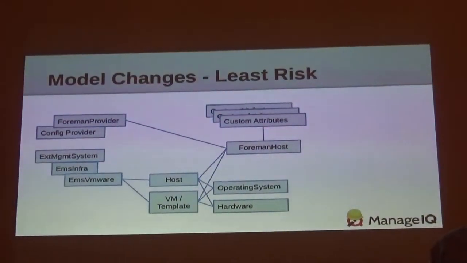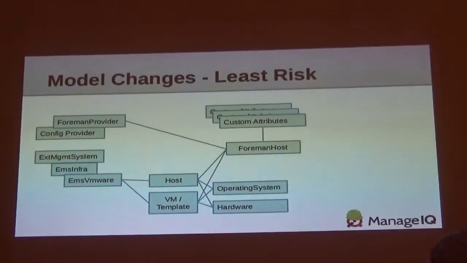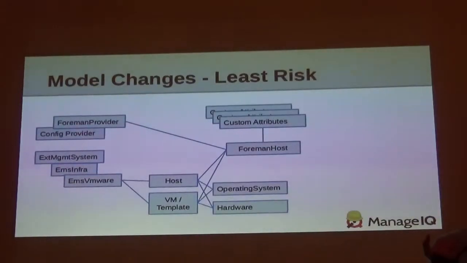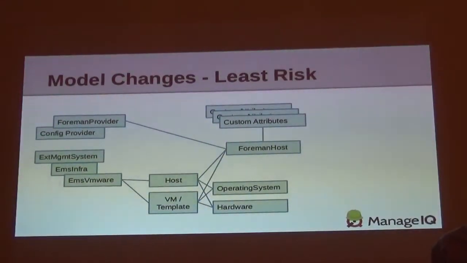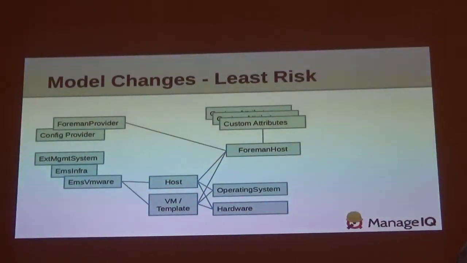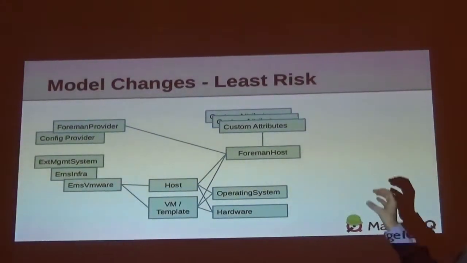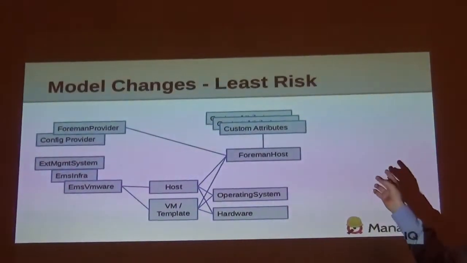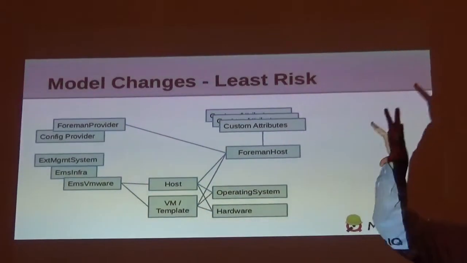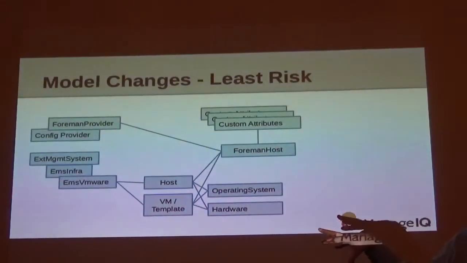Right. So a Foreman host is uniquely identifying information. So it's an IP address, a MAC address, seems like a common one that people use. And it tells you the Foreman provider, so you know how to actually get that information. So it just is a stub, which if you go to the previous slide, there was a Foreman host on the way to computer system.